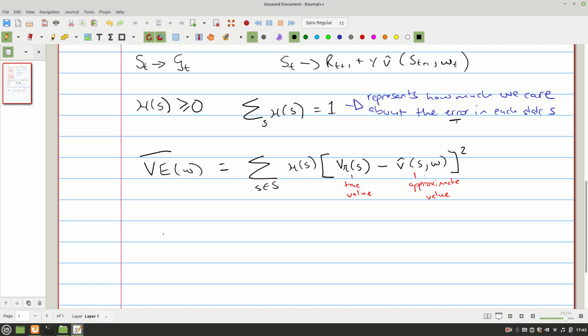Another thing to note about this value µ(s) is that the way we choose it could be as a fraction of the amount of time we've actually spent in the state s. So we call this the on-policy distribution.